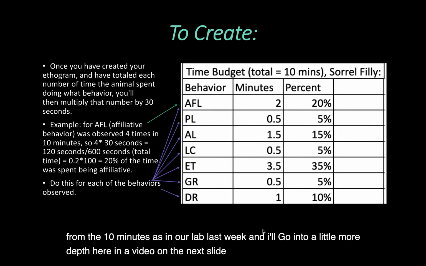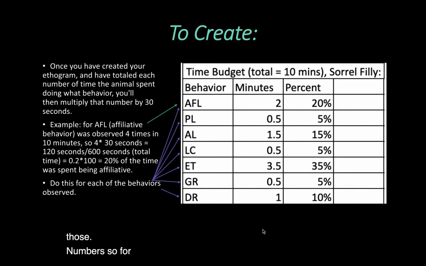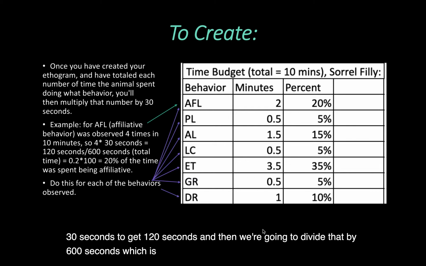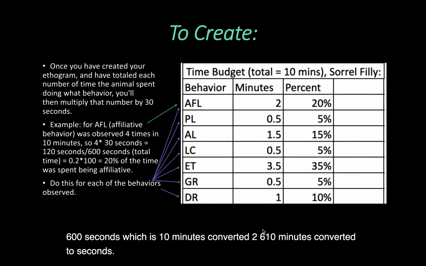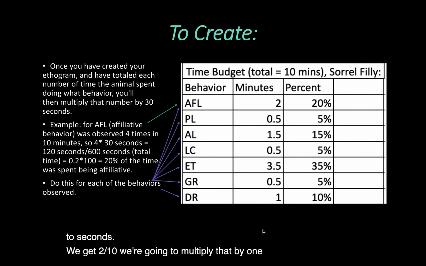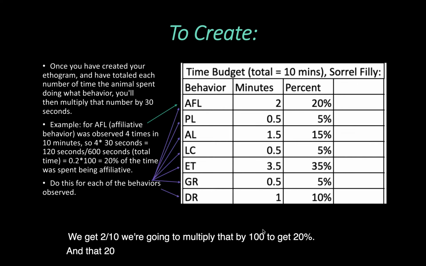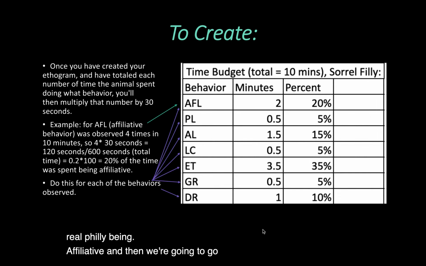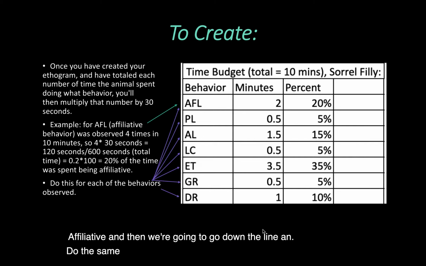With that ethogram, for each of those numbers, so for affiliative, there were 4 times it was observed in the 10 minutes. So we're going to multiply that 4 by 30 seconds to get 120 seconds. Then we're going to divide that by 600 seconds, which is 10 minutes converted to seconds, and we're going to get 2/10. We multiply that by 100 to get 20%. That 20% is how much time was spent in the 10 minutes of that sorrel filly being affiliative. Then we go down the line and do the same calculation for each of the other behaviors performed.